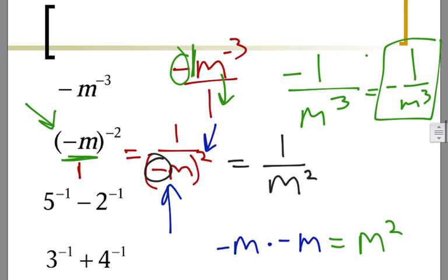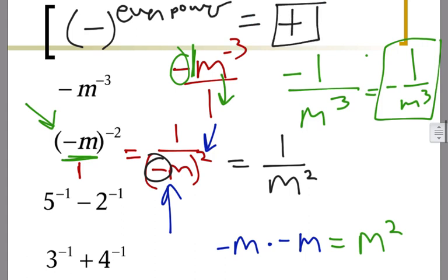Whenever you take a negative to an even power, the answer will always be a positive. Okay, so that's something that you want to kind of hang on to. If ever you have a negative number to an even power, the answer will always be positive. So that's what's going on in the second problem there.